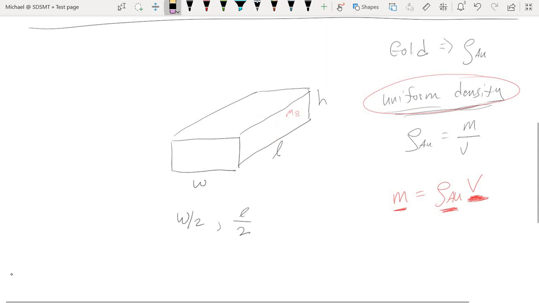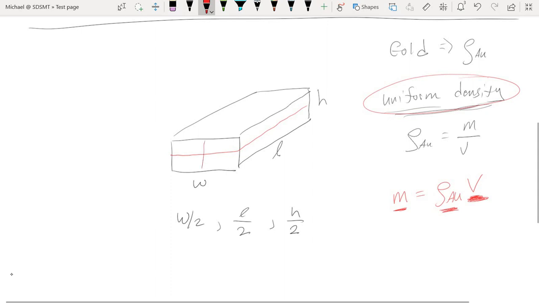And you can see where we're going with this. The last thing to do is to cut this brick in half along the height. So we'll cut it in half right along the height. We have, again, the same amount of mass on the top and the bottom. And so the center of mass has to be at H/2 for that cut.